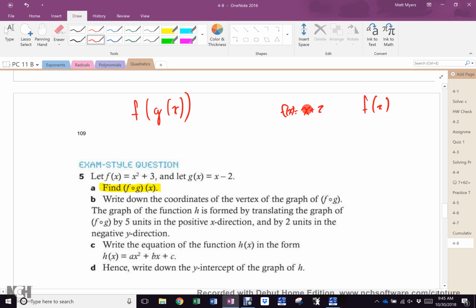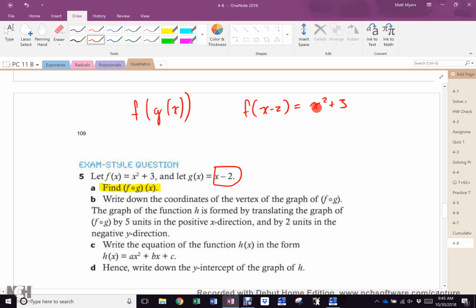Well, this is the same thing. I want the f of the g of x. This is the g of x. So I want the f of x minus 2. Now the f function is x squared plus 3. The x is now x minus 2. So what do I put there? X minus 2, squared, plus 3.